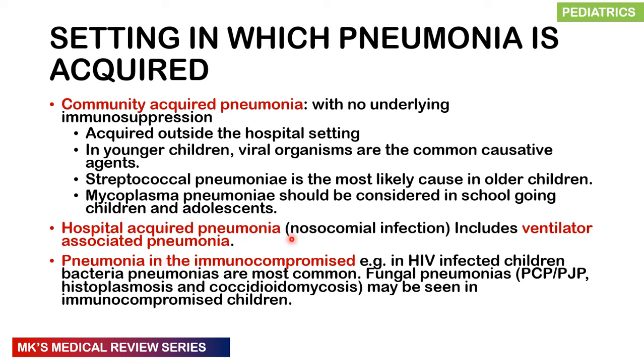And it could be a pneumonia in the immunocompromised. For example, patients with HIV and AIDS very commonly get bacterial pneumonias, and they may sometimes have fungal pneumonias with Pneumocystis jirovecii, histoplasmosis, and coccidioidomycosis that may be seen in immunocompromised children.